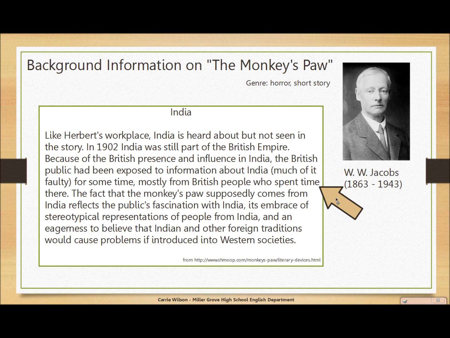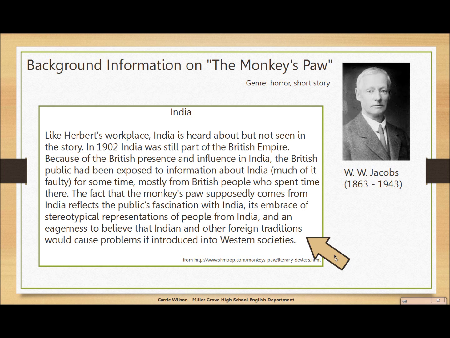The fact that the monkey's paw supposedly comes from India reflects the public's fascination with India, its embrace of stereotypical representations of people from India, and an eagerness to believe that Indian and other foreign traditions would cause problems if introduced into Western societies. Some of these ideas are also explored in the extended reading at the end. The author Chinua Achebe, who wrote Things Fall Apart, writes about how British people tend to depict non-Europeans in their fiction.